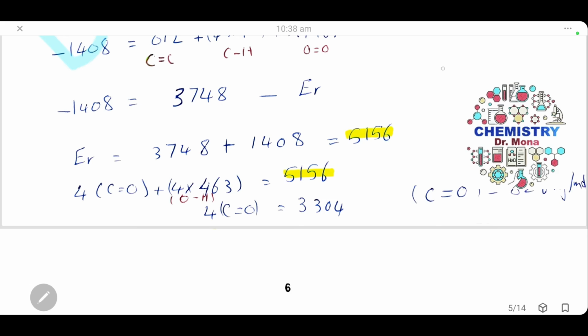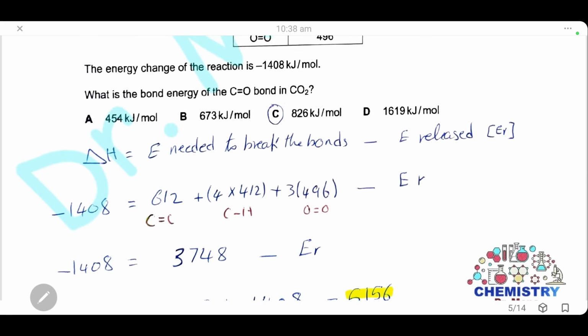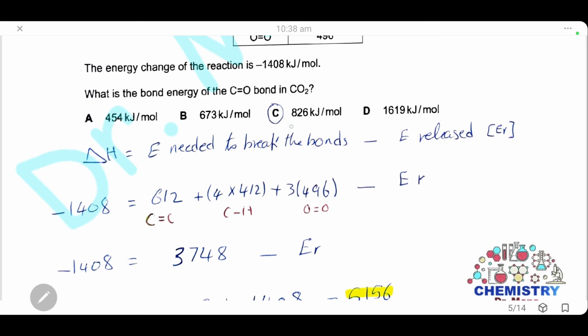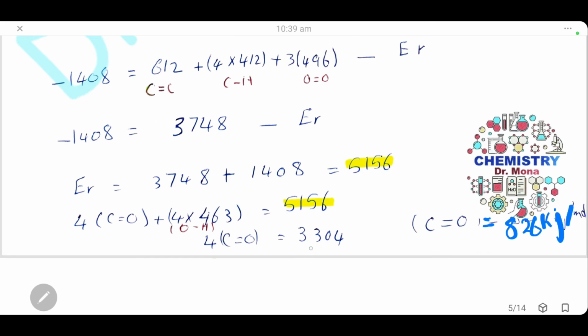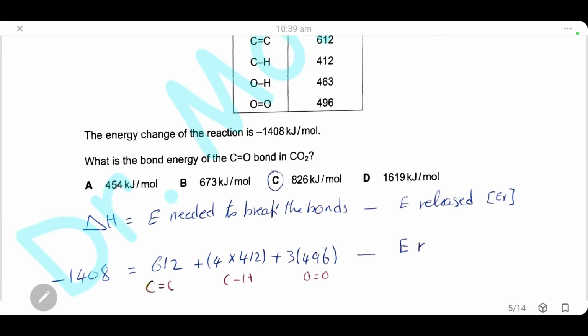So we can easily get the value of 4 carbon double bond oxygen, which is 3,304, and we will divide it by 4 to get the value of only 1 carbon double bond oxygen, which will be 826 kilojoules per mole. So by dividing 3,304 by 4, we get the value of only 1 carbon double bond oxygen, which will be 826 kilojoules per mole, and the answer will be C.